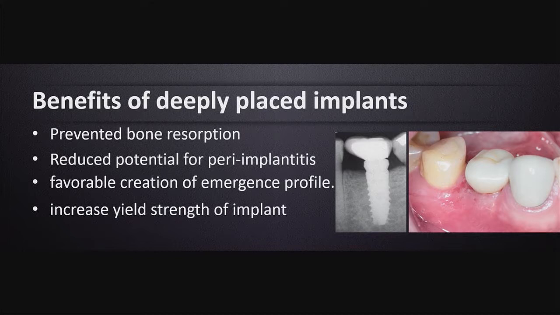The benefit of a deeply placed implant is that it will prevent bone resorption, as you can see from the previous slide. When we place the implant too shallow, there will be some marginal bone loss, and deep placement will reduce the potential of having peri-implantitis. And when the implant is placed deep enough, we will have a good emergence profile. When the implant is placed shallow, like this, the implant crown actually looks shorter than the natural tooth, meaning the implant doesn't have a good emergence profile. And the last one, the important part, is that the implant will have good yield strength.